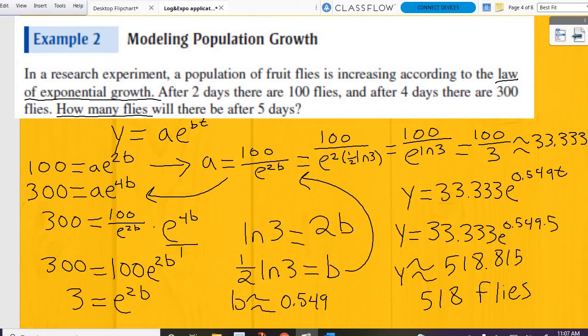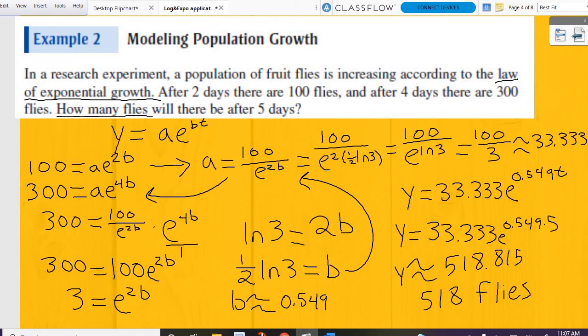Question? What did you do once you plugged the answer into the first system of equations, the second one? When I plugged B back in to find A? Or when I plugged in what we solved for A to get to here? This one? So notice that I have A equals 100 divided by e to the 2B. So that's what I put in for A. Okay, but how did you find B?